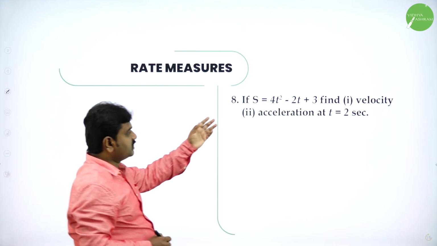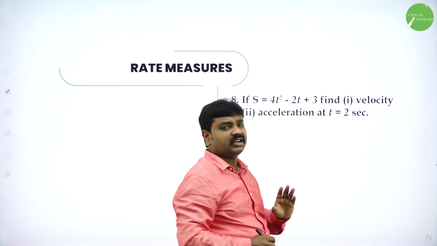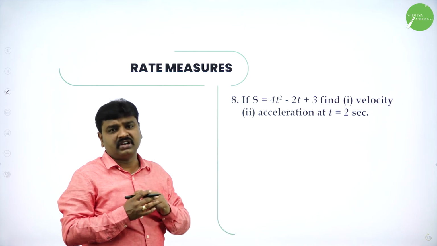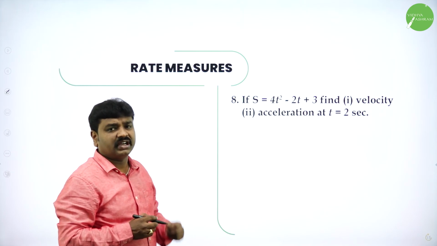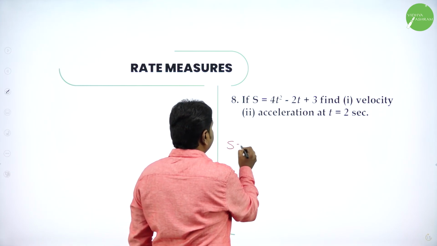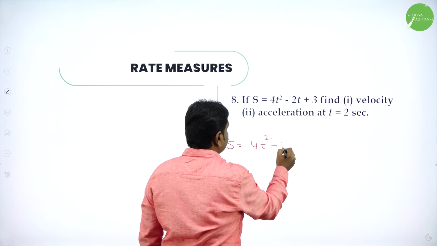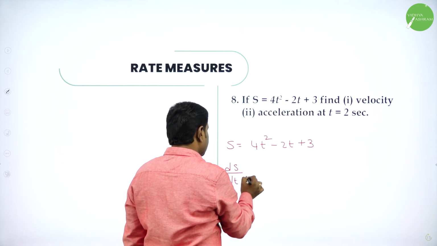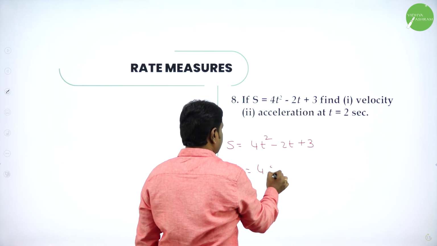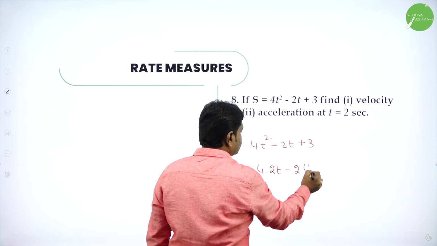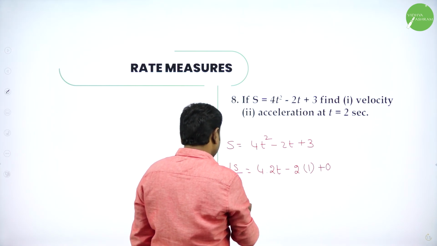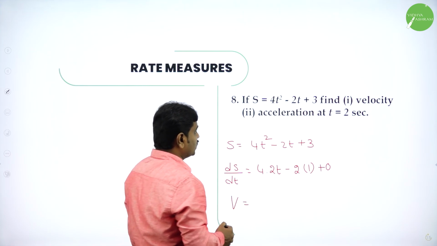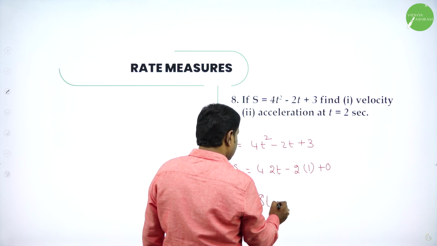Next, they want you to find velocity and acceleration when t is 2. Velocity means what? ds by dt. Acceleration means what? dv by dt. After that, put time 2 seconds, you will get the answer. So now s is given 4t square minus 2t plus 3. So differentiate both sides. ds by dt is equal to 4 into derivative of t square is 2t, minus 2 into derivative of t is 1, and derivative of 3 is 0. ds by dt means rate of change of distance. Rate of change of distance is velocity, and 4 into 2t is 8t minus 2.